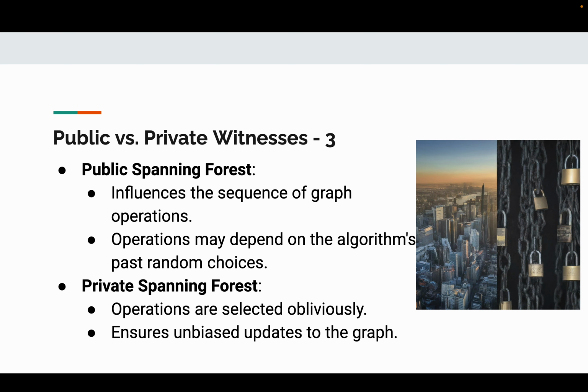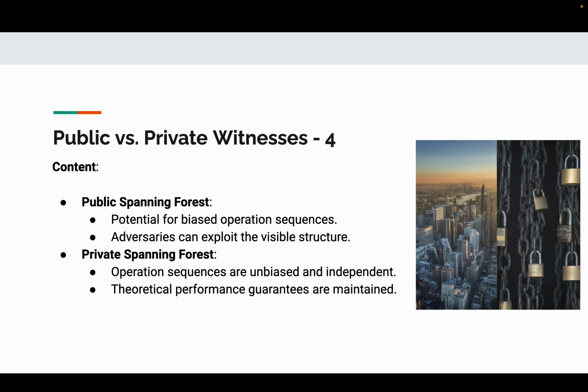Sorry, I just skipped one slide, and we continue with this slide. The visibility of the spanning forest has significant implications. With a public spanning forest, there's a risk that the sequence of graph operations could become biased. This bias could be exploited by adversaries who have access to the forest structure. It introduces a layer of unpredictability and potential vulnerability in how the graph evolves over time.